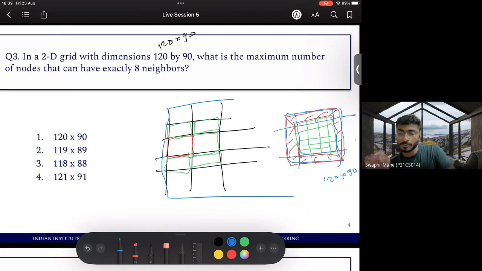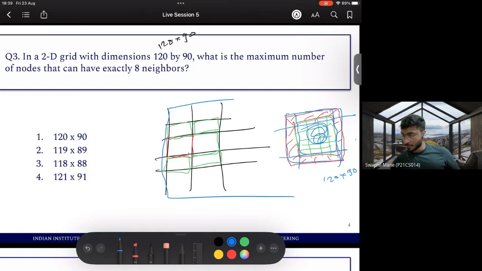The two rows we need to minus, and two columns we need to minus. Other than these boundary nodes, all the internal nodes satisfy the condition given, which is that those nodes have exactly eight neighbors. Understood?